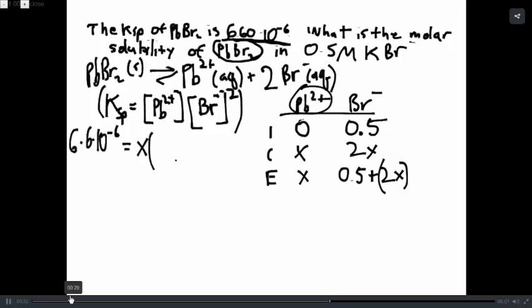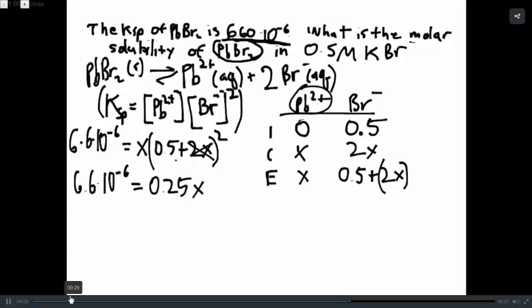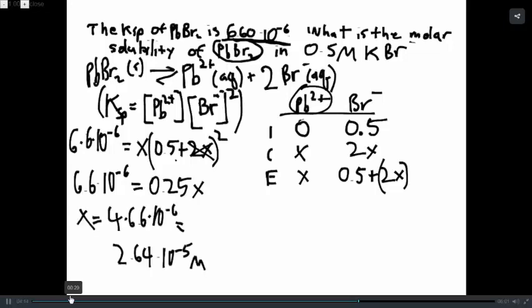So when we use our solubility product constant expression to solve for x, we might be able to drop out that 2x under the assumption that this term that's squared is going to be very, very close to 0.5. And that makes our equation a lot more simple to solve. And as you can see, indeed, the solubility is a lot lower than in pure water.